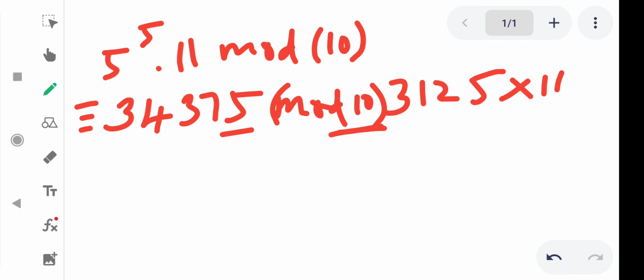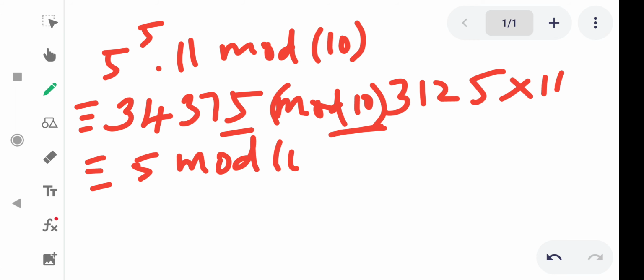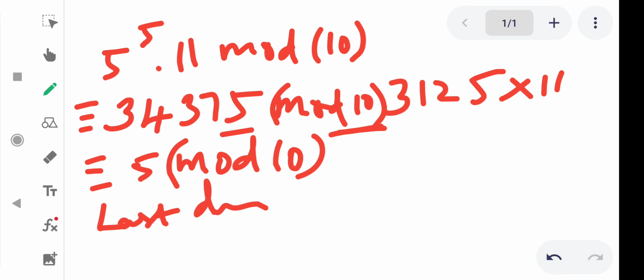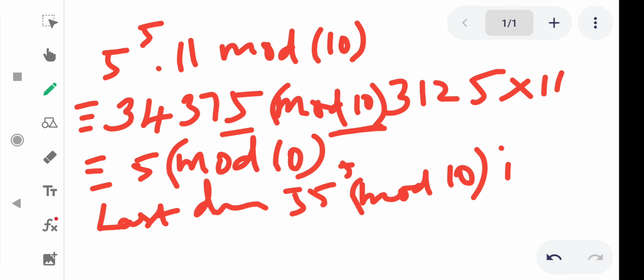So here mod is 10, which is congruent to the remainder 5. Okay, 5 mod 10. So the last digit of 55 power 5 mod 10 is 5. Okay, clear?